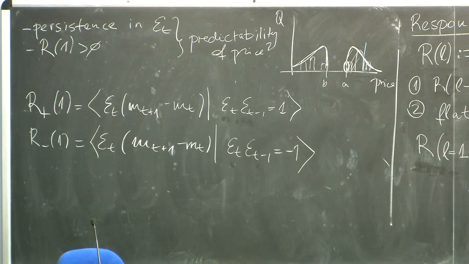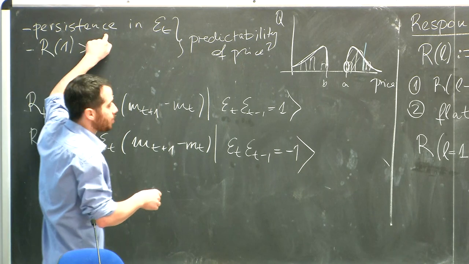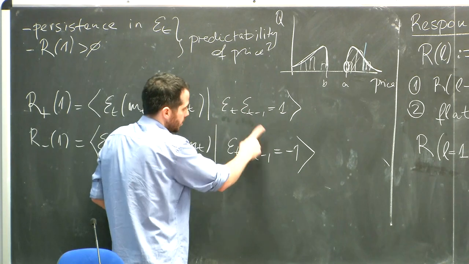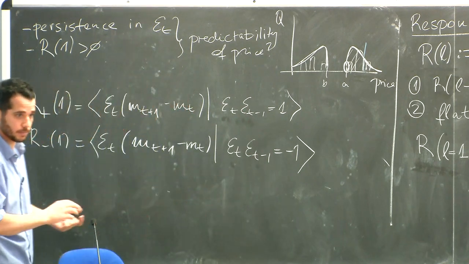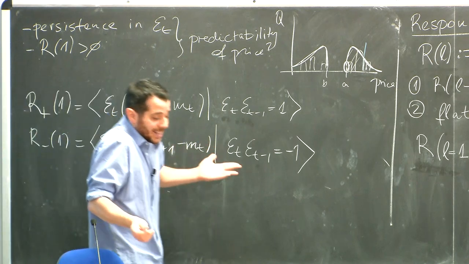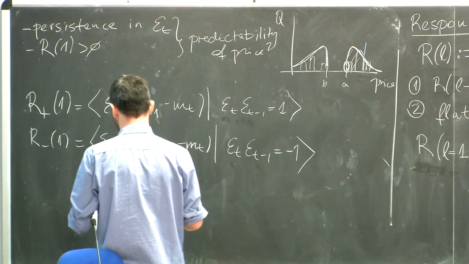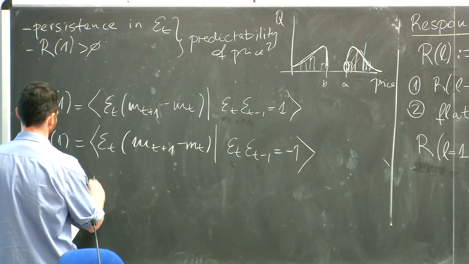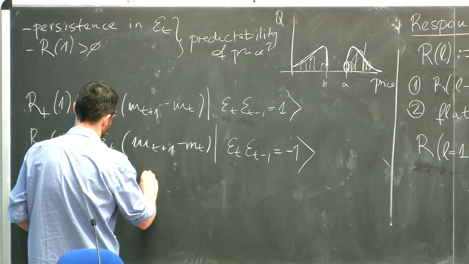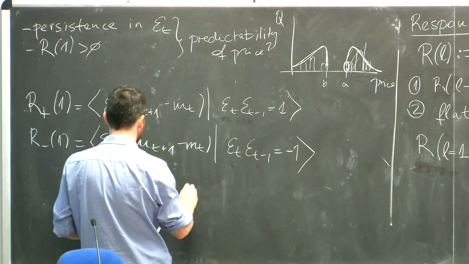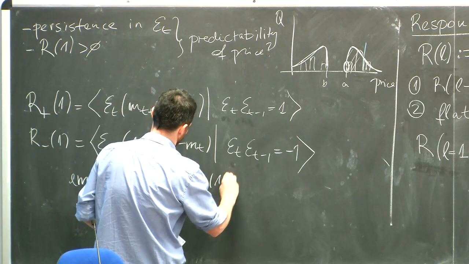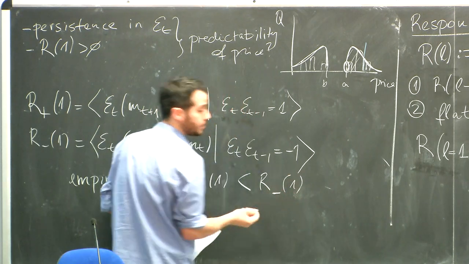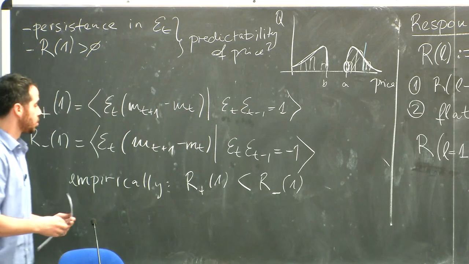Of course, the probability of this event is very different from the probability of this event if you're autocorrelated. And what you can guess, if I wrote this up, is that in practice what you can measure empirically is that the first one is lower than the second one. Okay?